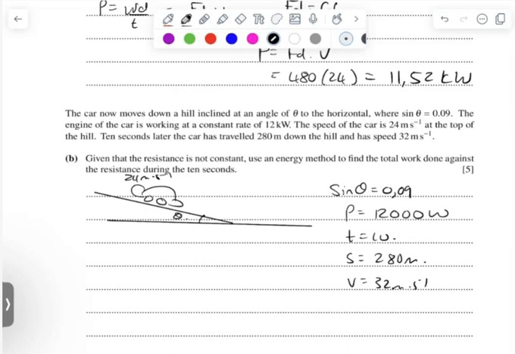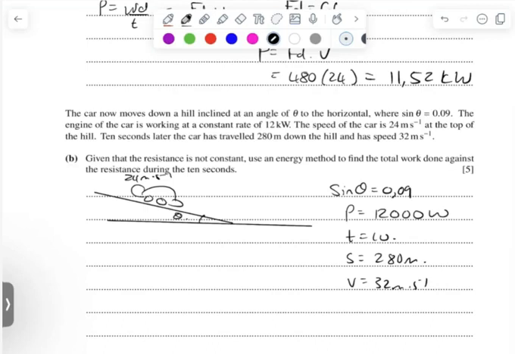Given that the resistance is not constant, we can't use SUVAT here. But anyway, it says use the energy method to find the total work done against the resistive forces during the first 10 seconds. I love these energy equations if you understand what's going on. Whenever we look at energy, I look at 4 different types: potential, kinetic, work done by driving force, and work done against friction.